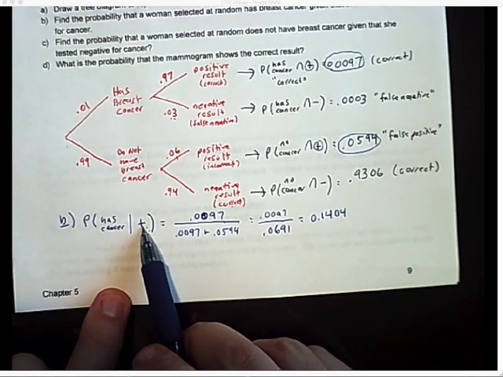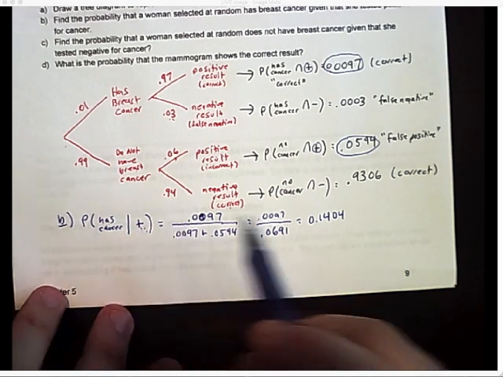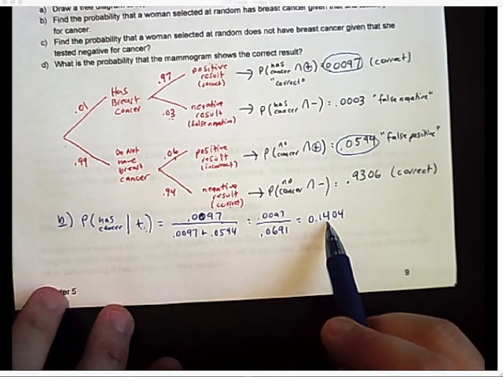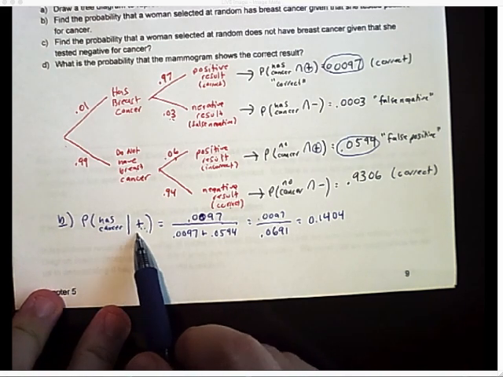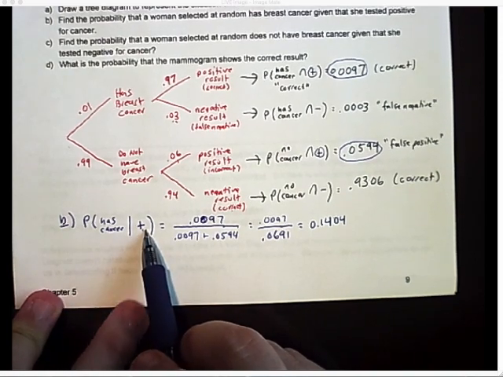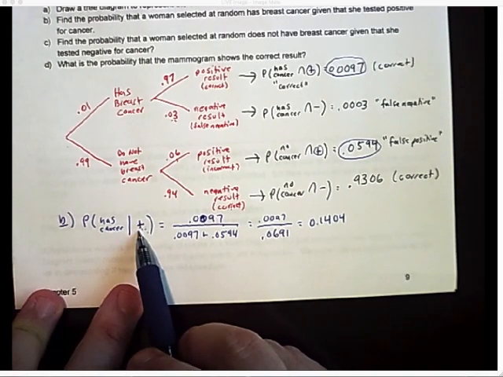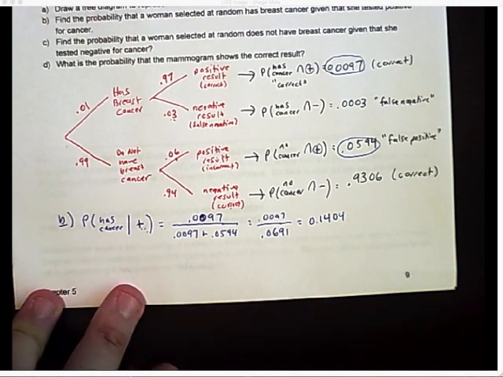14.04%. Okay, so this is kind of good news in a way. Given that a woman tested positive on her mammogram, there's only a 14% chance that she actually has cancer. Given that she went to the mammogram and the mammogram had a positive result, there's only a 14% chance that that woman actually has cancer. So that's a little bit of good news.